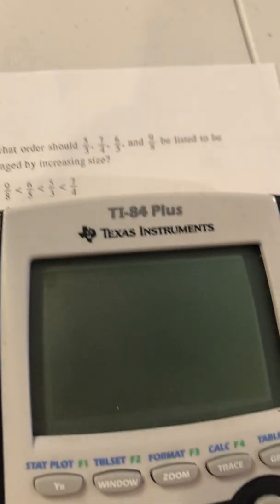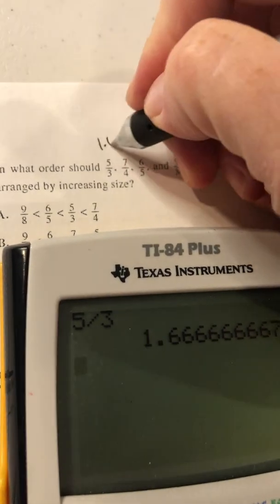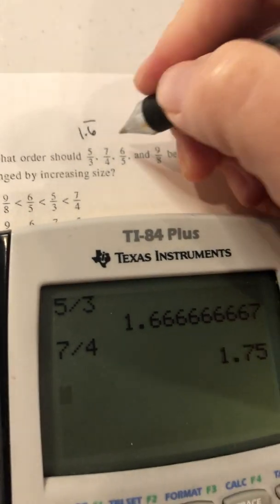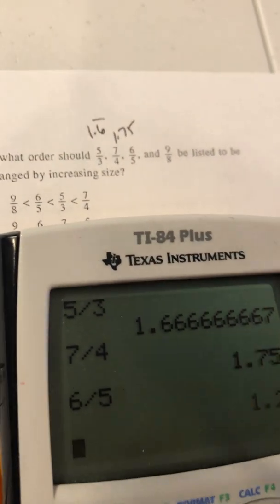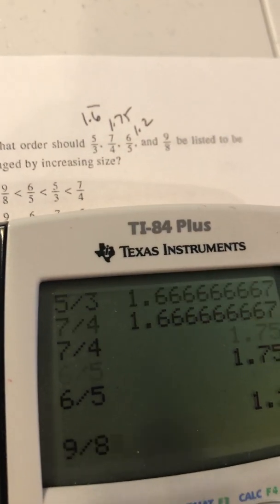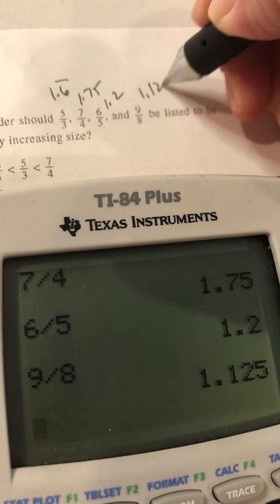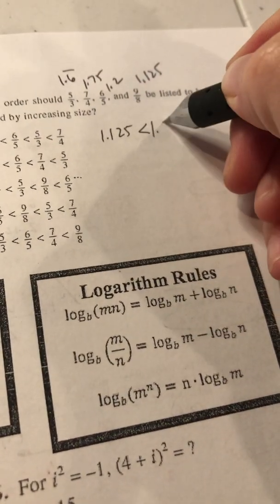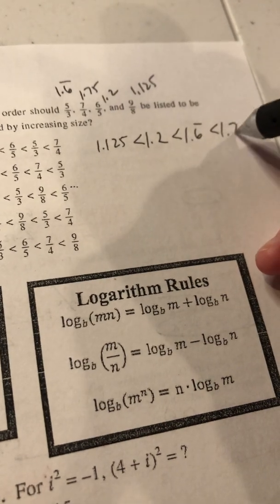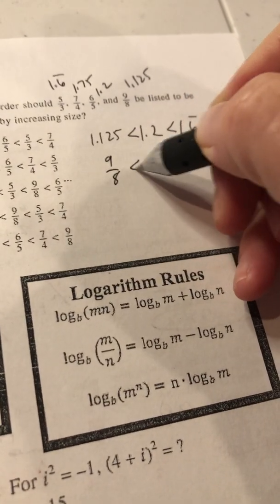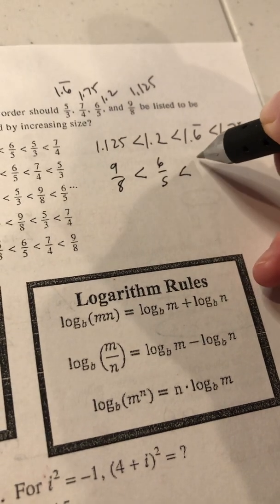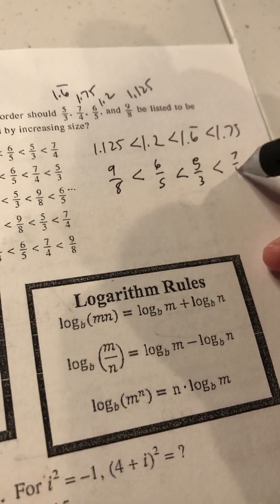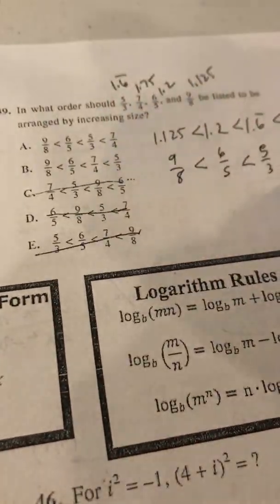Okay. Everybody hates fractions. They know you hate fractions, so they're going to put fractions in there. Don't be scared. Put it into your calculator. 5/3 is 1.6 repeating. 7/4 is 1.75. 6/5 is 1.2. And 9/8 is 1.125. So it's asking us, we gotta know that means less than, right? So the least is 1.125, is less than 1.2, is less than 1.6, is less than 1.75. So 9/8 is less than 6/5, is less than 5/3, is less than 7/4. So I'm gonna look for 9/8 first, and then 7/4 at the end.